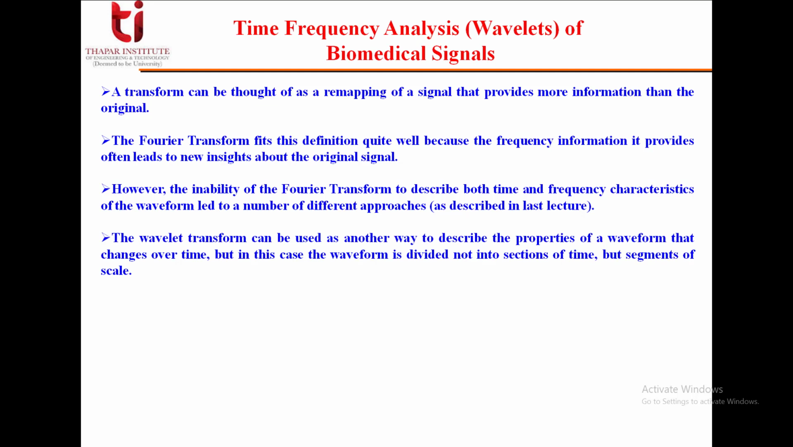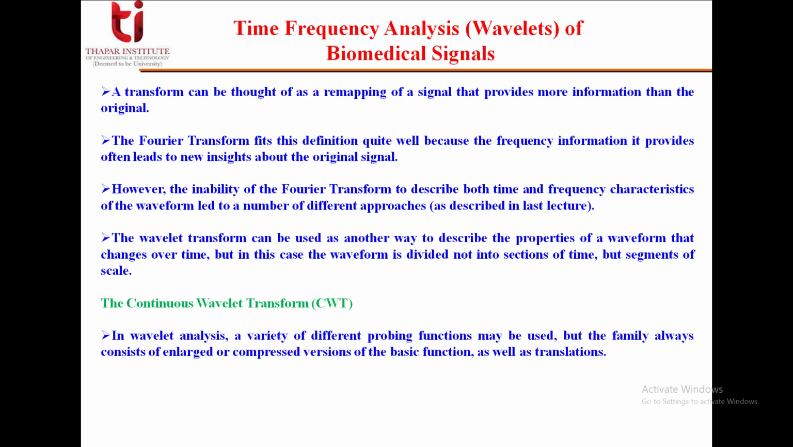So the wavelet transform can be used as another way to describe the properties of a waveform that changes over time, but in this case, the waveform is divided not into sections of time, but we can say segments of scale. Now the expression for the continuous wavelet transform can be derived, and in wavelet analysis a variety of different probing functions may be used, but the family always consists of enlarged or compressed versions of the basic function as well as the translations.